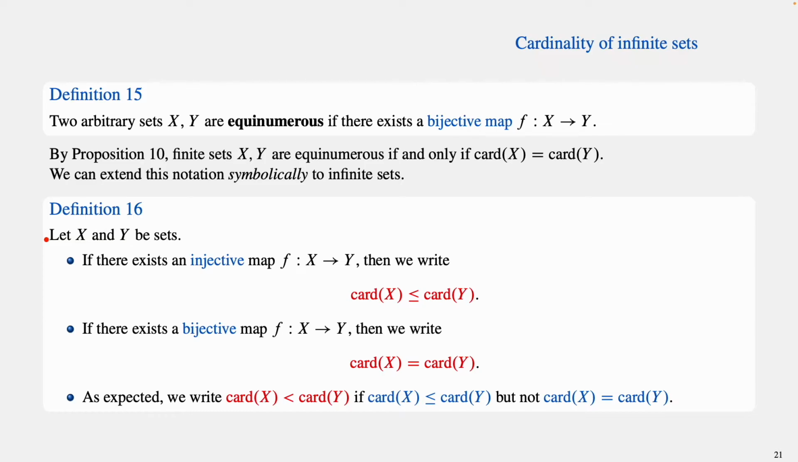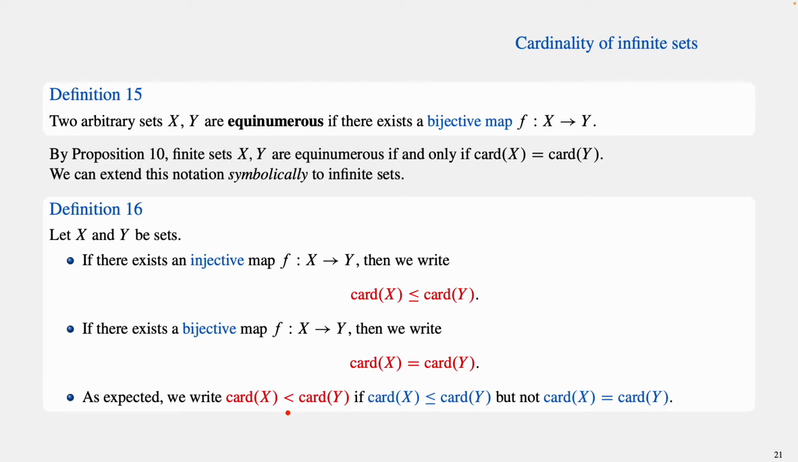Now here's the definition for this. So X and Y are sets. If there exists an injective map f from X to Y, then we write cardinality of X is less or equal cardinality of Y. If there exists a bijective map f from X to Y, then we write cardinality X equals cardinality Y. And as you would expect, if the cardinality of X is less or equal cardinality of Y, but the cardinalities are not equal, then we write the strict inequality: cardinality of X strictly less than cardinality of Y.